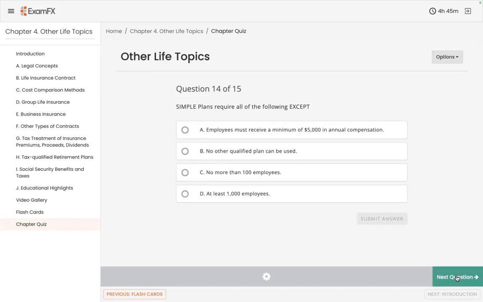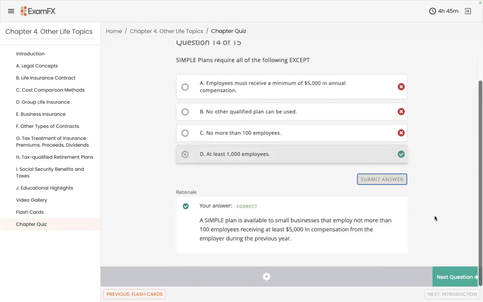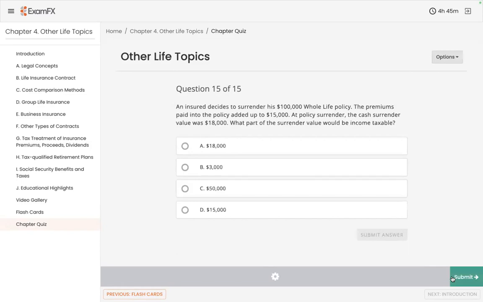Simple plans require all the following except: employees must receive a minimum of $5,000 in annual compensation. No other qualified plan can be used. No more than 100 employees. At least 1,000 employees. I think it's D. Yeah, a SIMPLE plan is only for small business, 100 employees. It's for small businesses. Yep. I was about to say it's for the tiny ones. When it says except.